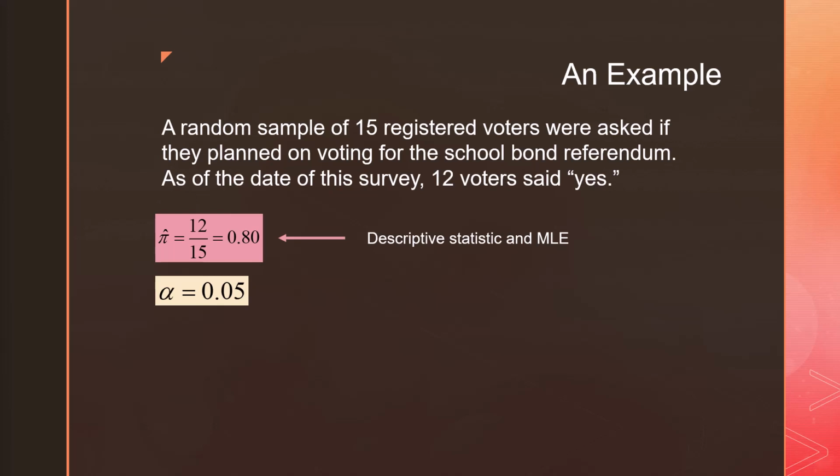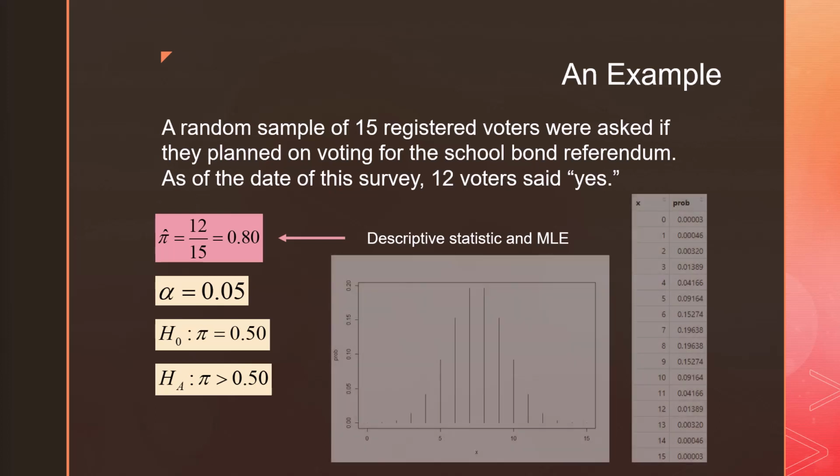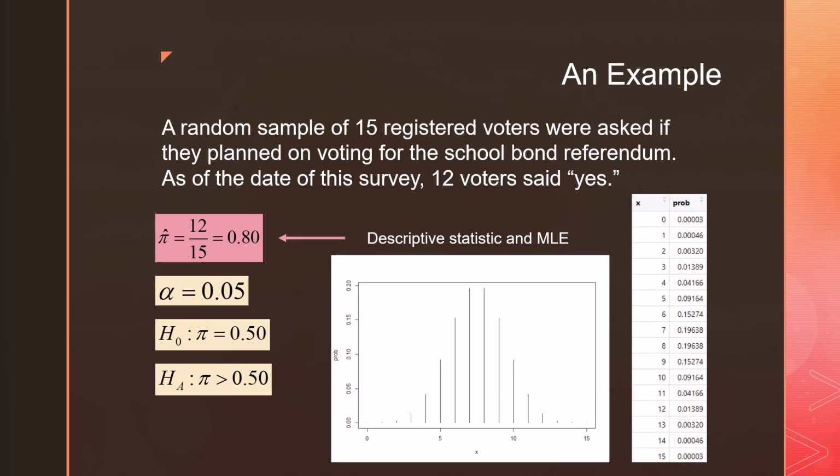So why don't we start with the most common null hypothesis, which will correspond to the treatment not working? That is, set pi to 0.5. The alternative hypothesis is that the treatment does work, so pi is greater than 0.5. Now we're going to use the null hypothesized parameter of 0.5 and the sample size of 15 as the two parameters to construct the binomial distribution. Here it is in graphical and statistical form.